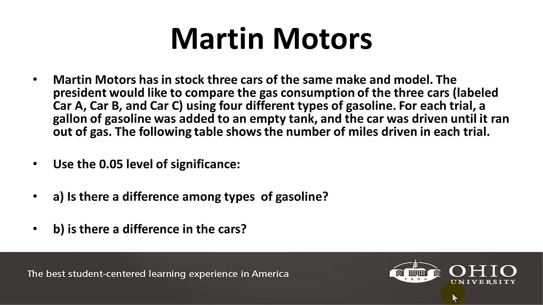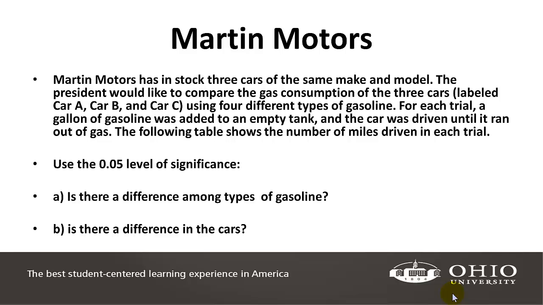And the questions that we're going to determine from this data: is there a difference among types of gasoline? And finally, is there a difference between cars? So essentially we have 2 things going on. All of our cars are quote-unquote the same make and model, A, B, and C. And we want to make sure that all the cars are actually equal. That's what we would expect, that one of them is perhaps not a lemon.